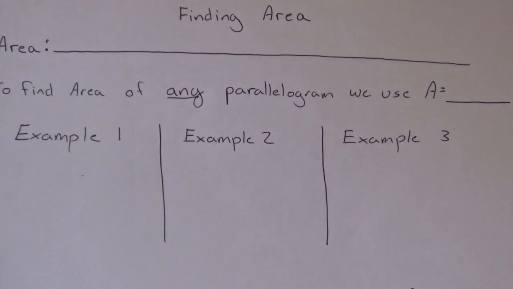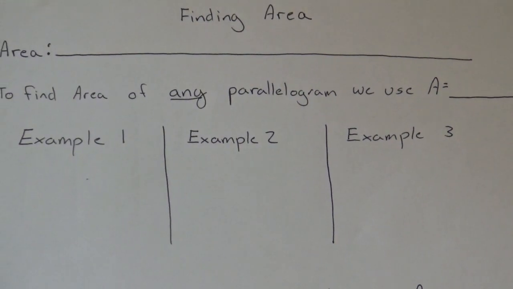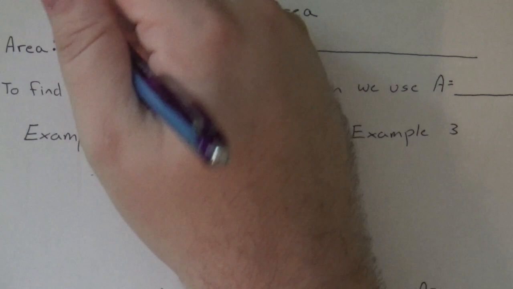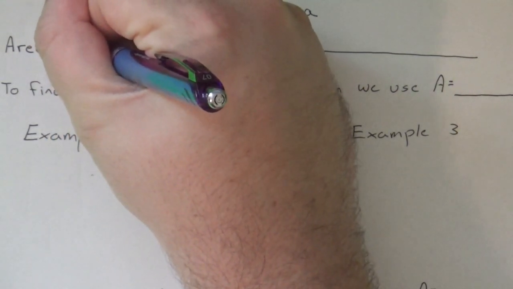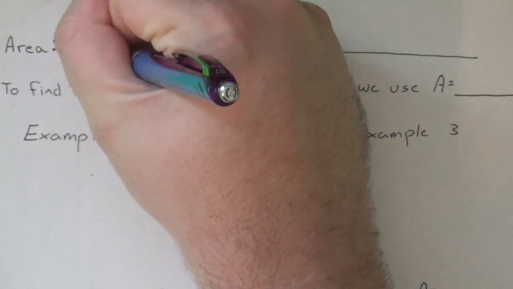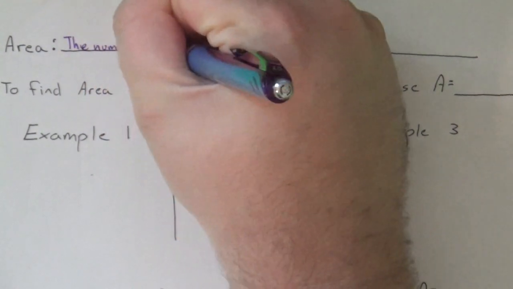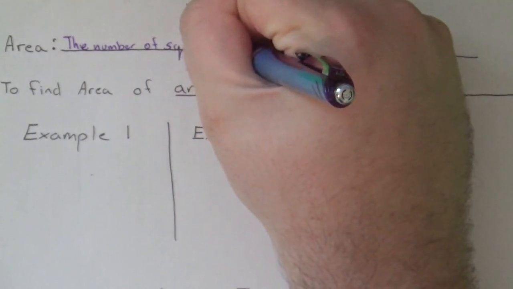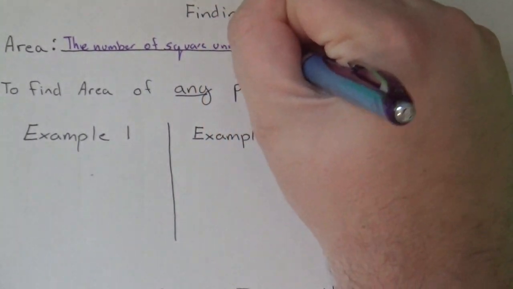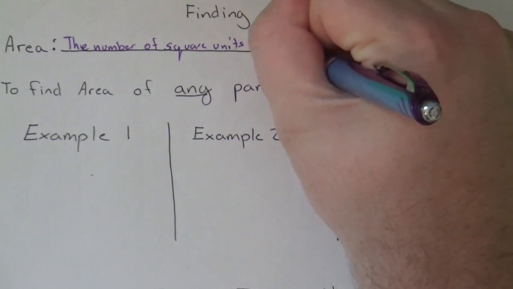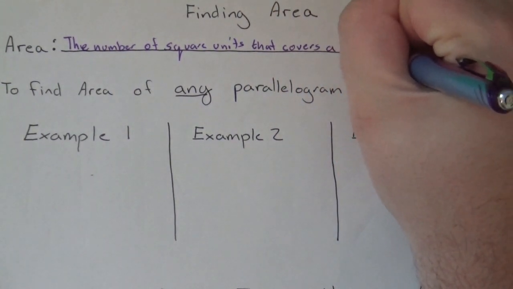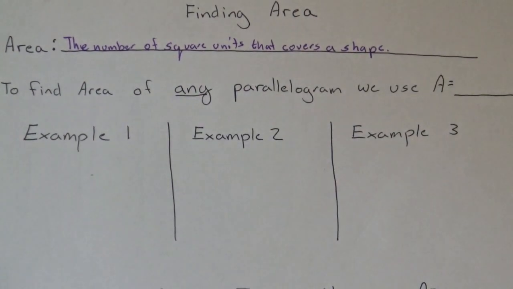All right, so there we go. So area is kind of defined like this. Here's the mathematical way. It's the number of square units that covers a shape. All right, that's the official version. So let me explain this one a little bit better.